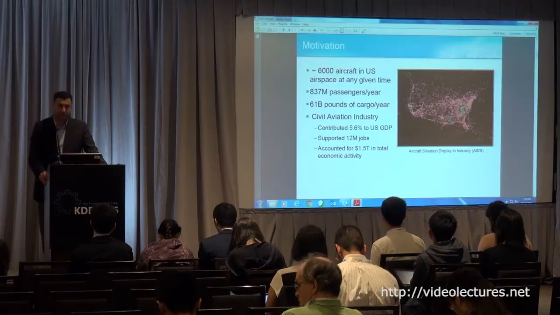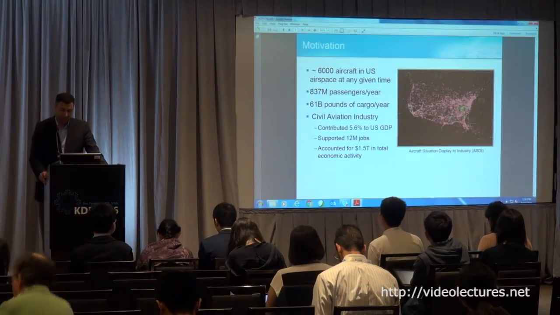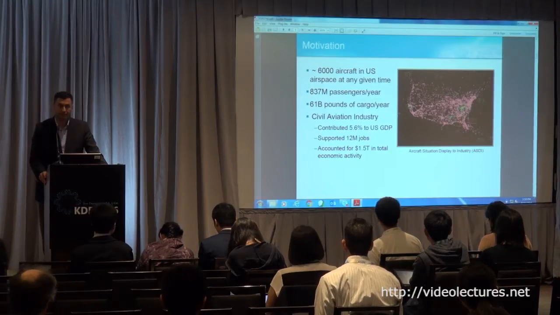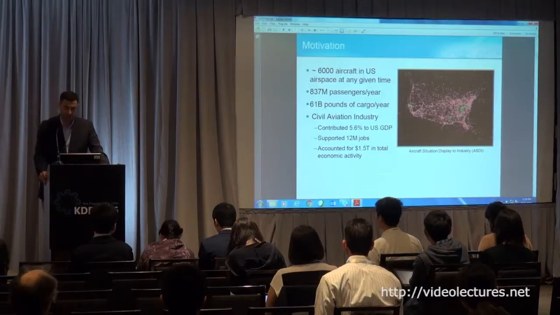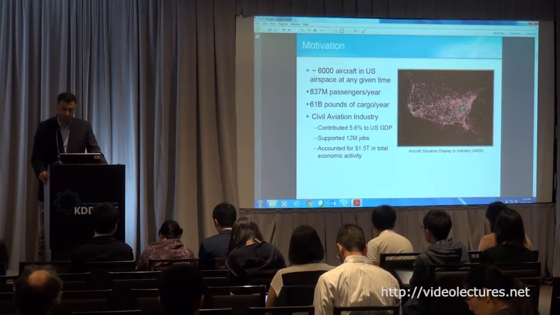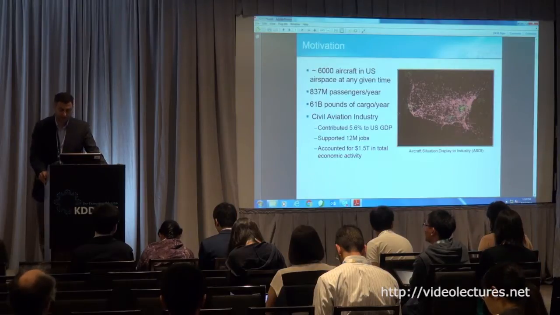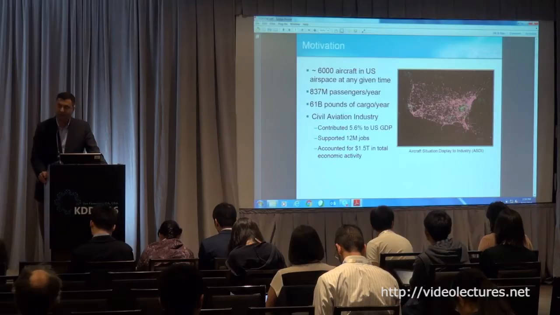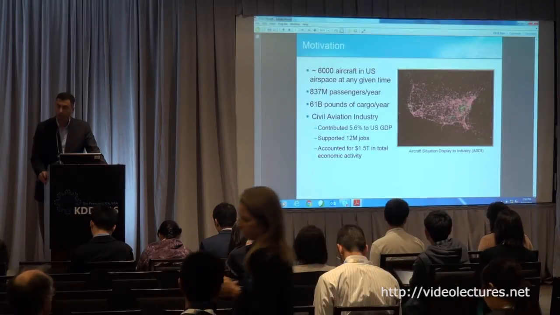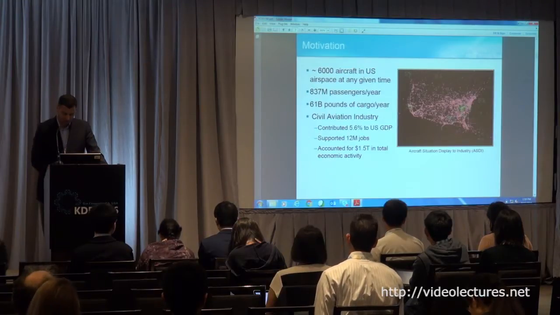Let's go ahead and take a look at how substantial it is predicting aircraft trajectories. Just keep in mind that at any given time, there are about 6,000 aircraft in the U.S. airspace. 837 million passengers are served each year, and 61 billion pounds of cargo carried each year. And the impact of civil aviation industry to the U.S. economy is as follows. It contributes about 5.6% to the U.S. GDP. It supports about 12 million jobs, and it accounts for $1.5 trillion in total economic activity. So it's a substantial matter, no doubt.